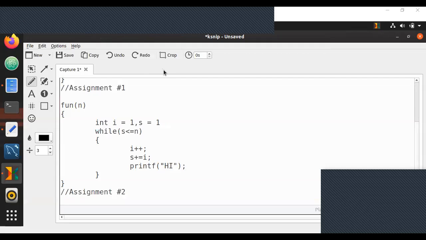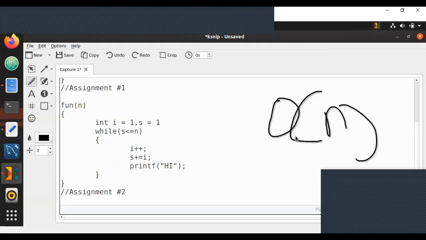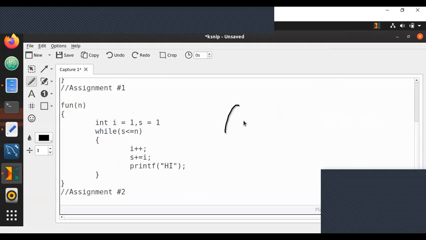So if we go through this example, what will be the output? Or what will be the time complexity? Big O of what value? A few of you have said one, sorry, all of you, every answer that I've obtained so far is big O of n.